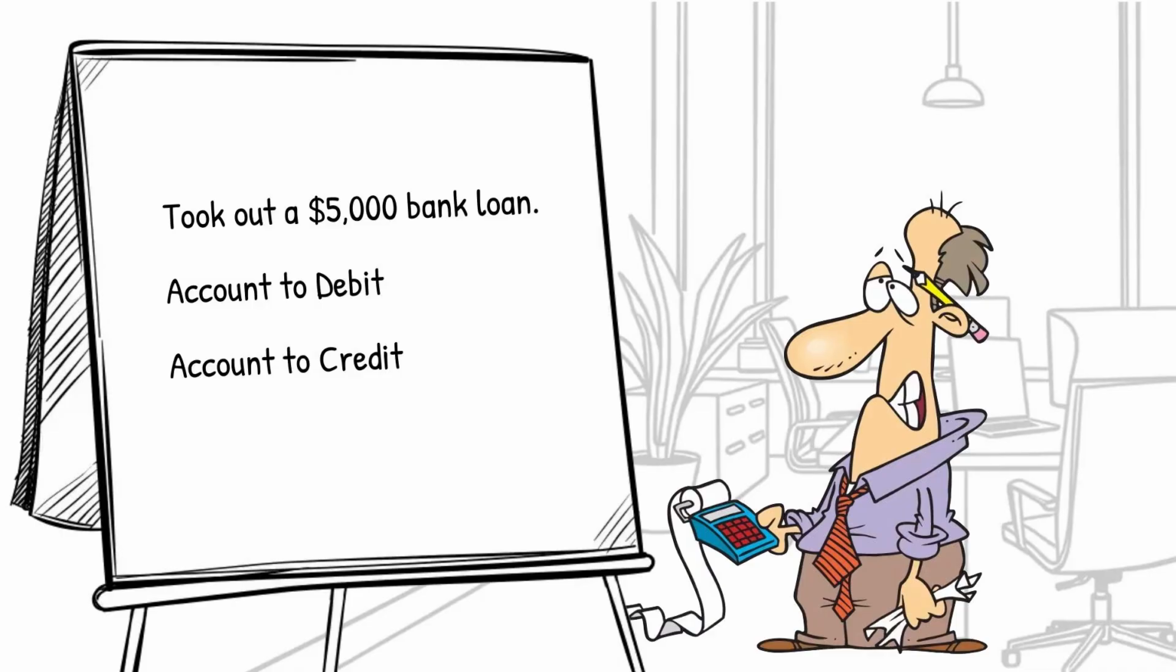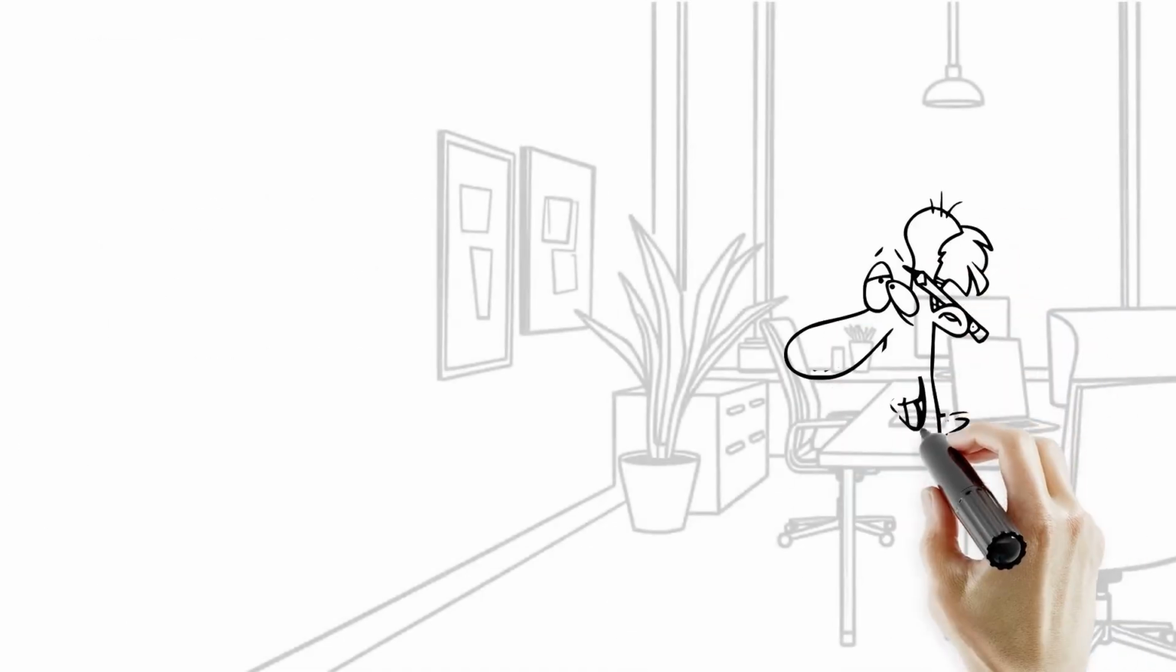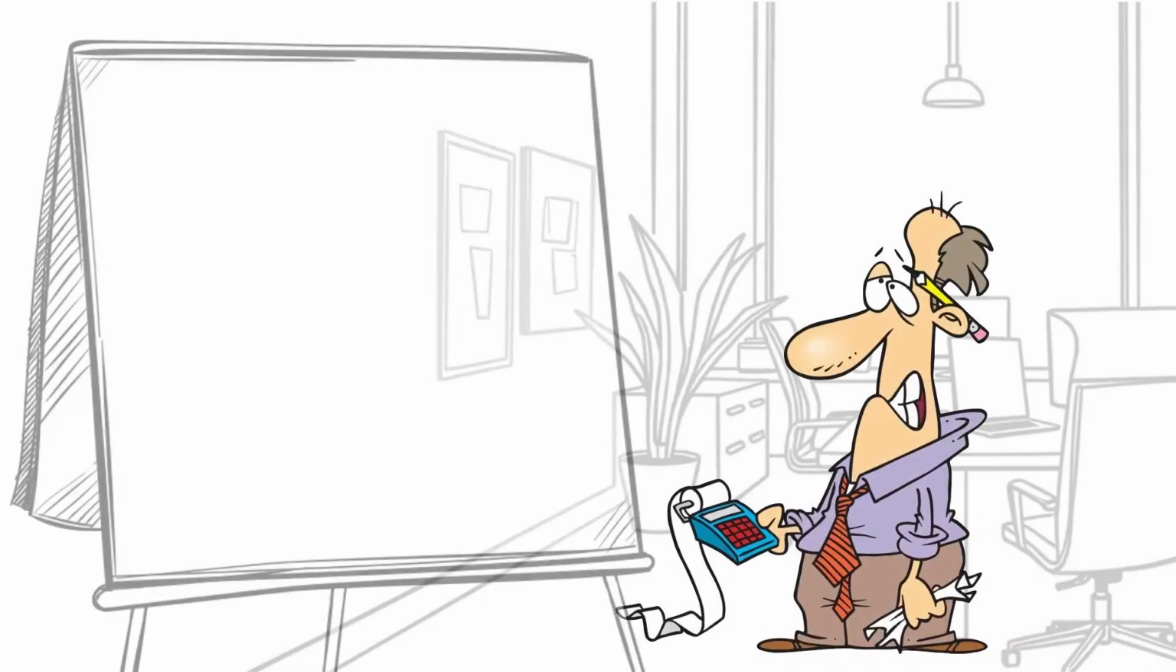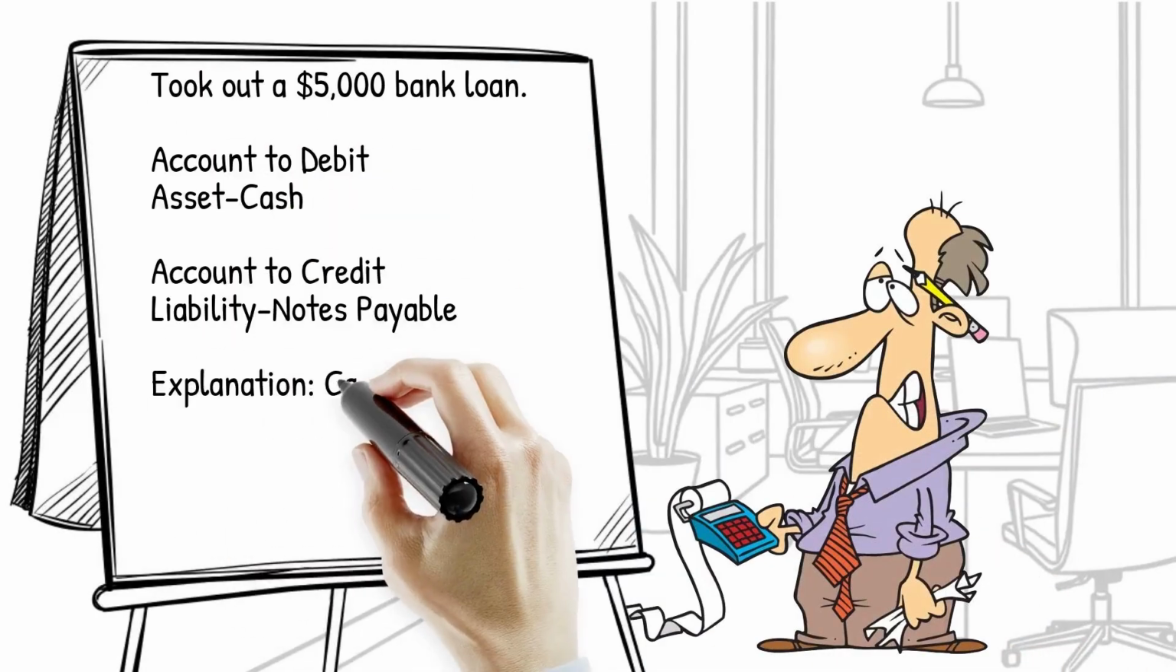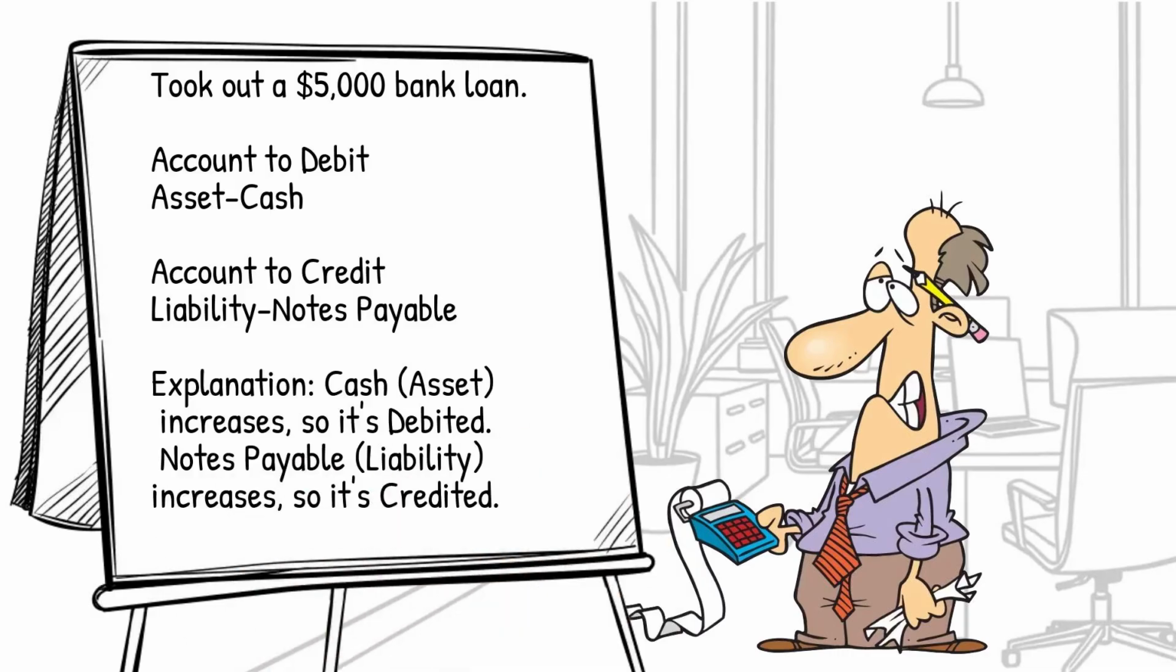Took out a $5,000 bank loan. Account to debit: asset, cash. Account to credit: liability, notes payable. Explanation: cash asset increases, so it's debited. Notes payable liability increases, so it's credited.